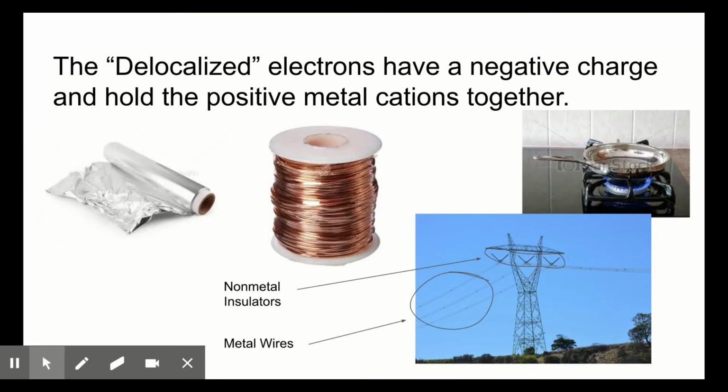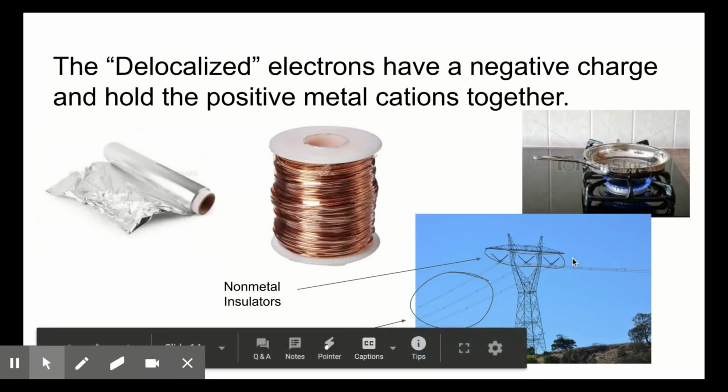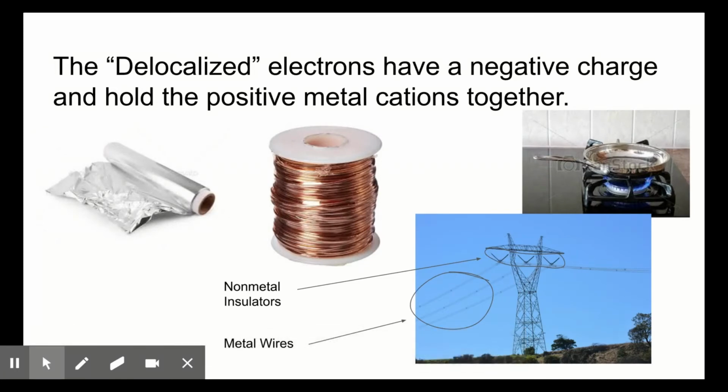So energy can be in the form of heat. So that's why pots and pans are metal. And we transfer electricity, which is energy, through metal wires. And you can see here's some power lines. We have the wires made of metal, and they're held up to the tower with non-metal insulators that prevent electricity from going into the tower.